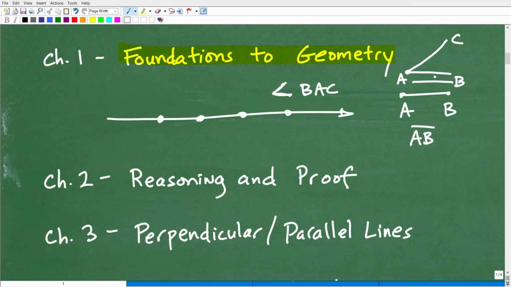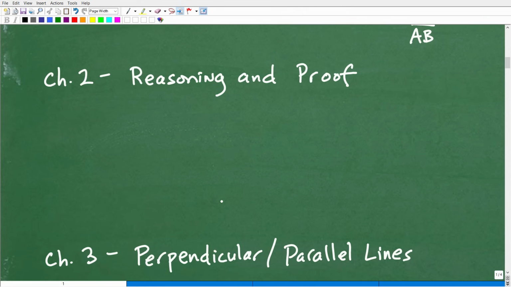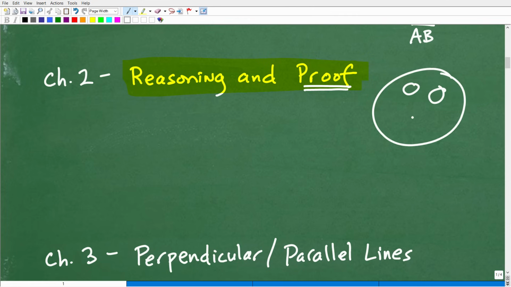So it's not too difficult, just a lot of introductory level information. All right, let's move on to chapter 2. Now, one of the big things in high school geometry is doing proofs. And typically, students look like this when they do proofs. They just don't like proofs. They're just like, no, anything but proofs.